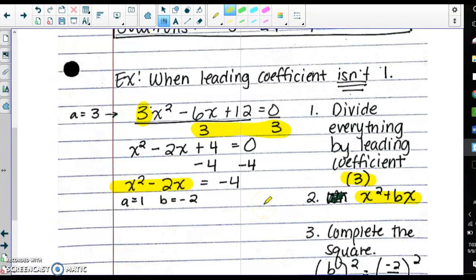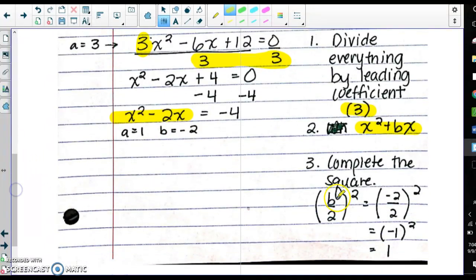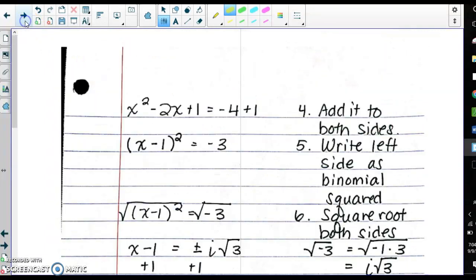And then I want to identify what my b term is so that I can complete the square. So our b term is negative 2. So I'm going to take negative 2 divided by 2 and square it. So negative 2 divided by 2 is negative 1. Square that and I get 1. All right, now I'm going to add that number to both sides. So I have x squared minus 2x plus 1 and negative 4 plus 1.